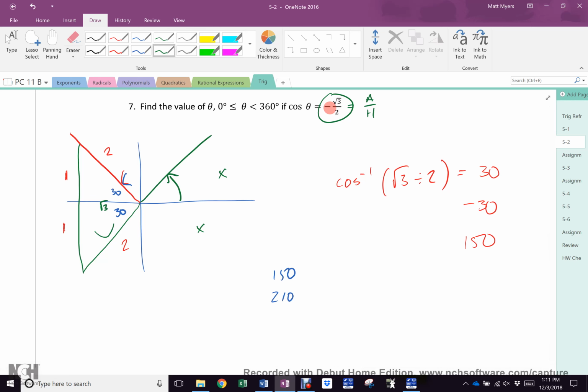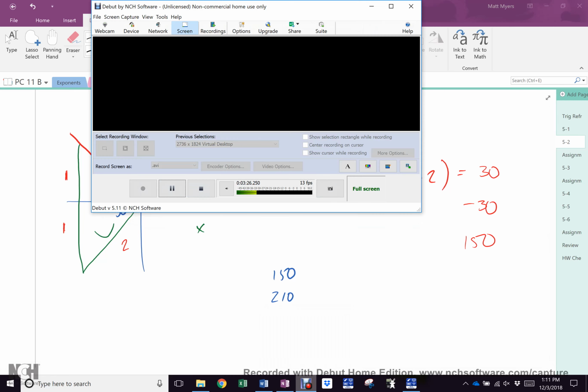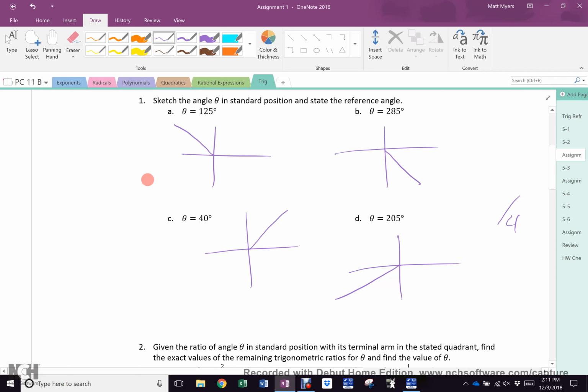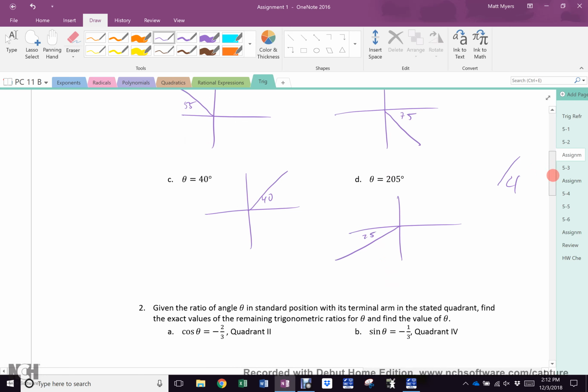All right. Now, I left you all. Yeah, we need to write the reference down. Oh, state the reference angle. Good. Okay. So that's 55. That is 75. That is 40. And that is 25. So a half mark for each for a total of 4. Moving along.